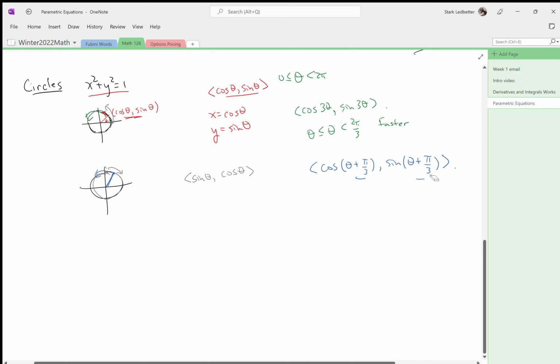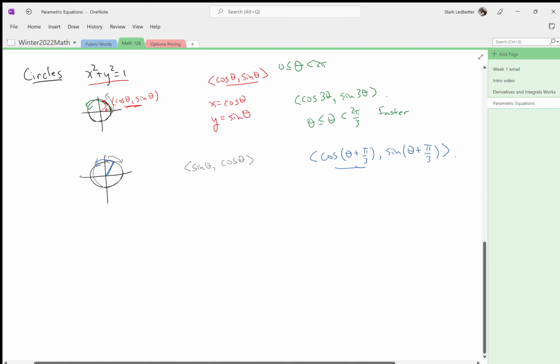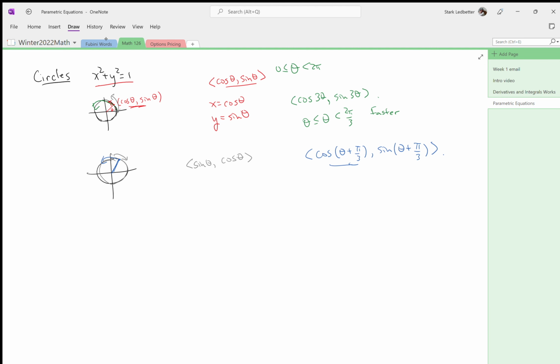I can't do pi over 3 and pi over 2, because now cosine squared of theta plus pi over 3 plus sine squared of theta plus pi over 2 is not 1, so now I've done something really weird. That's not the same thing. Okay, so that's still a circle. I can parametrize other circles.